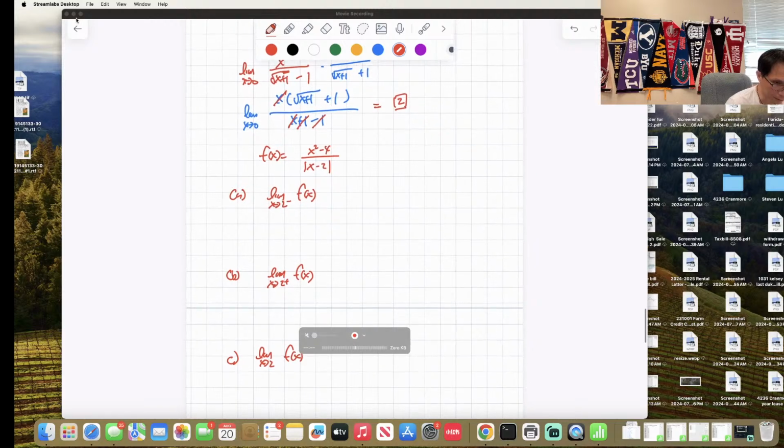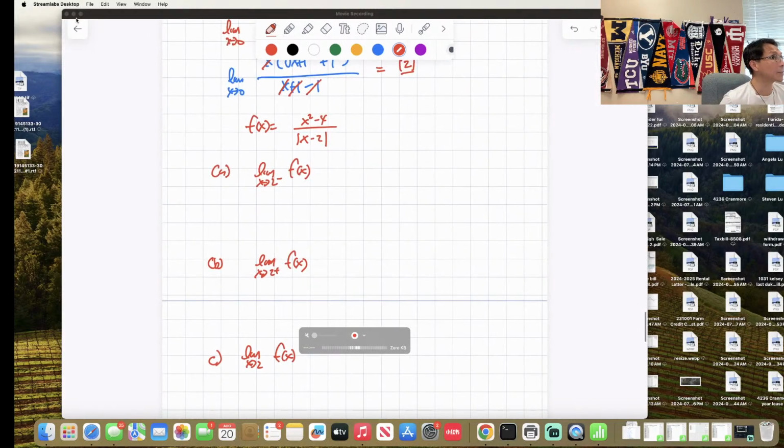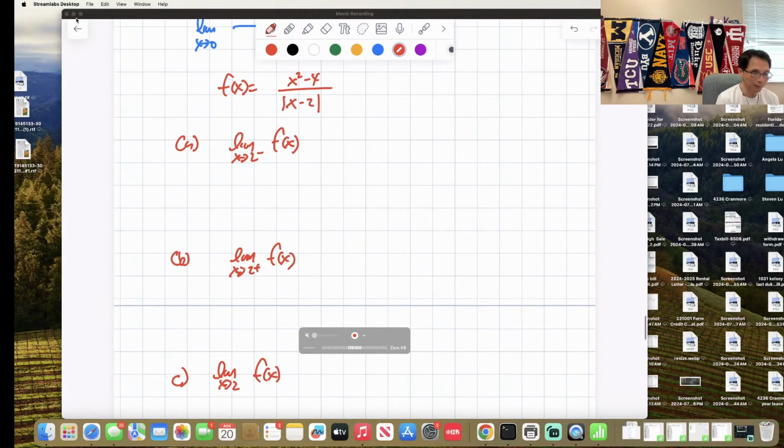Now, for those of you doing competition stuff, Sophia, Rajesh, and Nathan, make sure you know how to do this question. F of x equals x squared minus 4 over absolute value x minus 2. How do you find the limit as x approaches 2 from the left of f of x, the limit as x approaches 2 from the right, and also the limit as x approaches 2 of f of x? Don't just plug in numbers. I want you to actually establish how you find the answers.